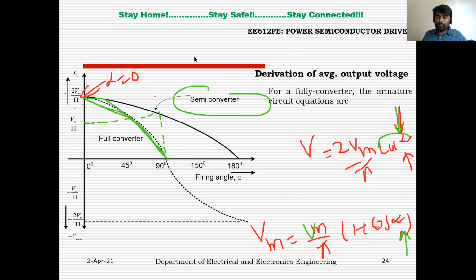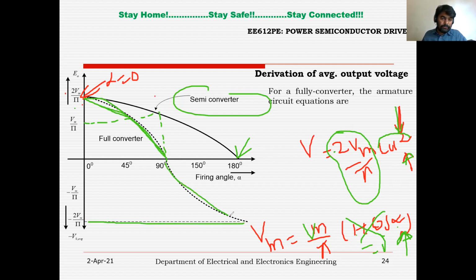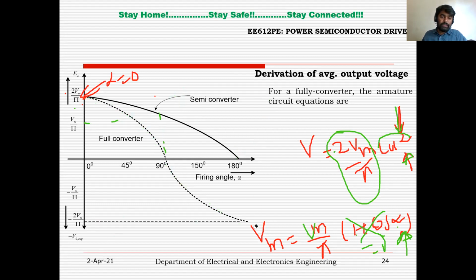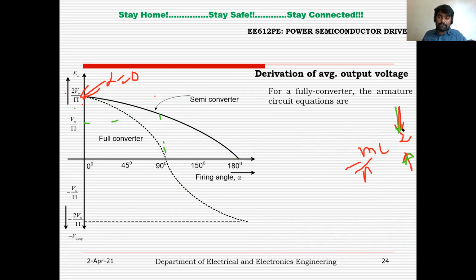Similarly, at alpha equal to 180 degrees, cos 180 is minus 1. So minus 1 plus 1, so this whole factor goes to 0. So in case of a semi-controlled converter at alpha equal to 180 degrees, you will get 0. Right? But in case of a fully controlled converter, cos 180 is minus 1, so it will be minus 2 Vm by pi cos alpha. So you can see it is minus 2 Vm by pi. That means by varying the firing angle alpha from 0 to 180 degrees, you can control the terminal voltage across the armature terminals. Right?